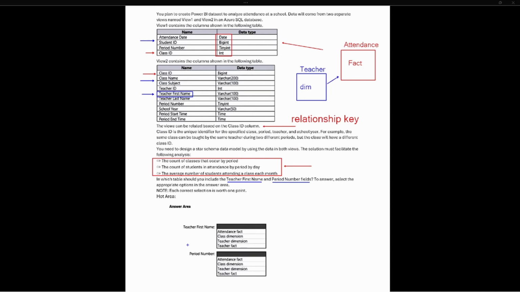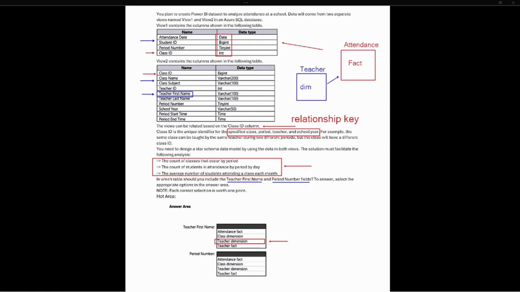And so for this first answer, the teacher first name, I would say that would be a part of the teacher dimension because it determines the teacher's first name, the last name. It's got a teacher ID and a specific class ID associated to a different period, because it told us that the class ID is a unique identifier, and this is where it tells us it's a specified class, period, teacher, and school year. So it's not going to be duplicated, and so that's going to be the relationship that we use.